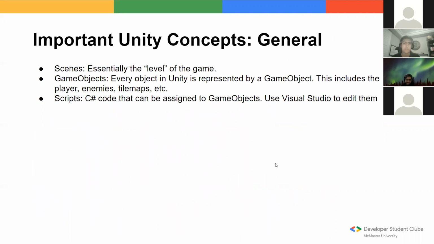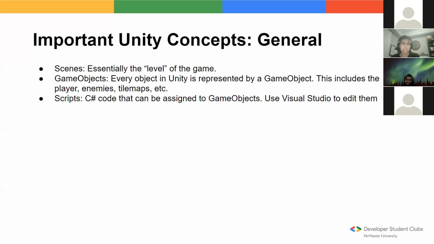Okay, so let's go over some very important Unity concepts in general. So one is the scenes, which are essentially just the level of the game. And just like any video game, you can have multiple different levels. But for now, we're only going to be working with just the one. So we're not going to be creating any new scenes or anything. We're only going to be working with one.